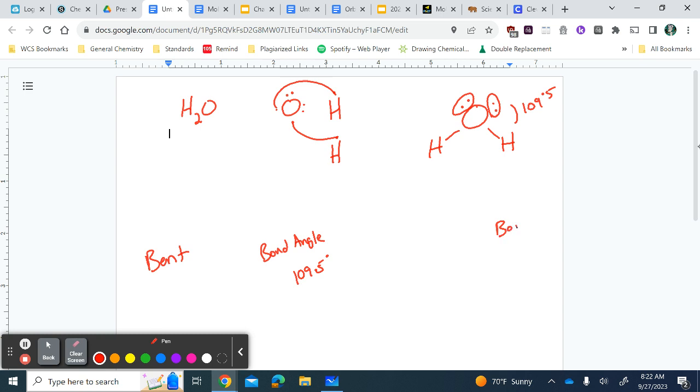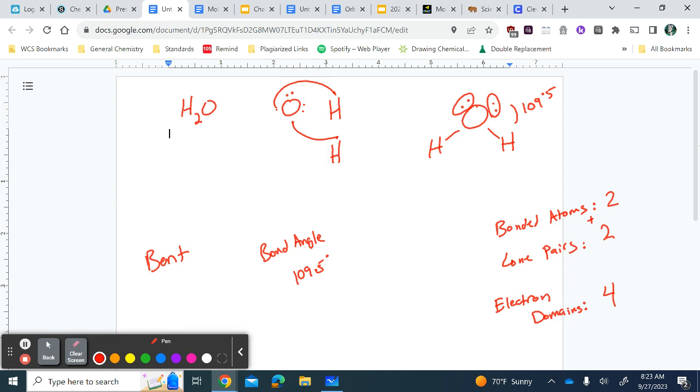If we look at our bonded atoms, our lone pairs, and our electron domains, we can see that this one's going to be different. Our bent molecule has 2 bonded atoms to it. It has 2 lone pairs around it. So the total amount of domains here, 2 plus 2, we still have 4 electron domains.